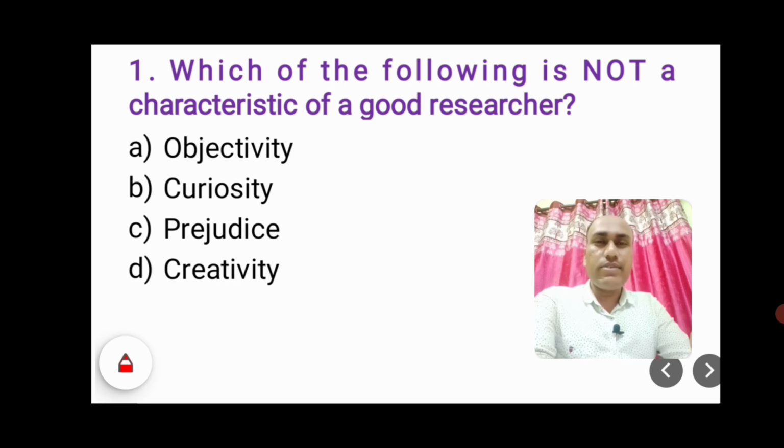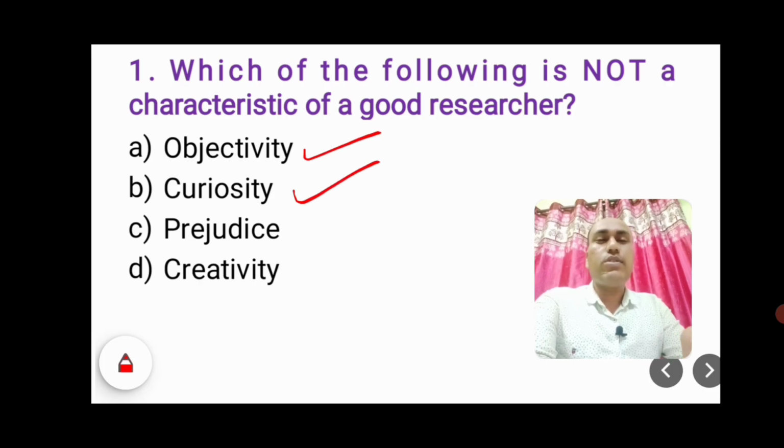First one is objectivity. Objectivity is quite necessary for a researcher because without any objective, a researcher cannot go ahead to fulfill his goal. So objectivity is necessary. Then curiosity is also necessary because without curiosity, the researcher cannot be enthusiastic to get knowledge about his topic or anything else. Another thing is creativity. Creativity is also necessary because through creativity, a researcher gets ideas. So without creativity, a researcher cannot do better.